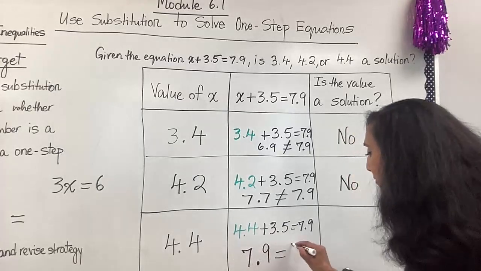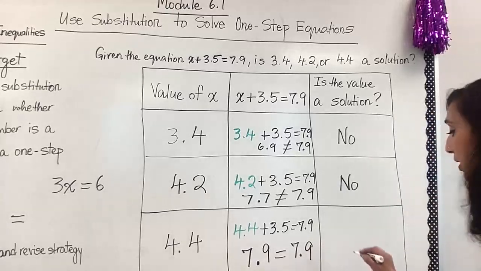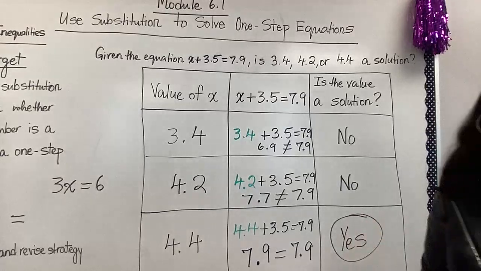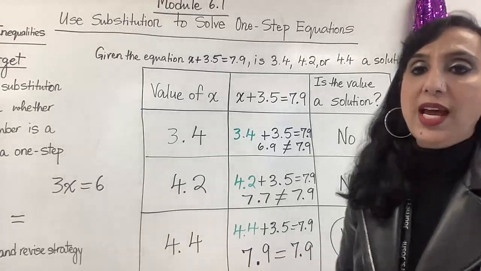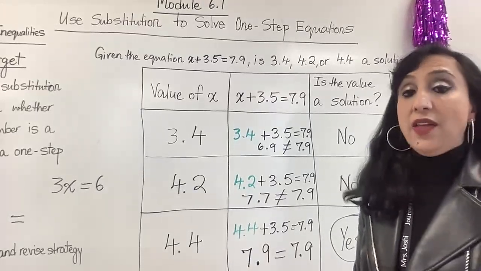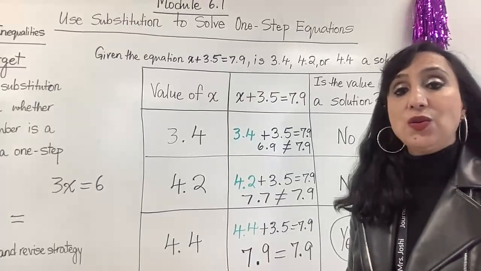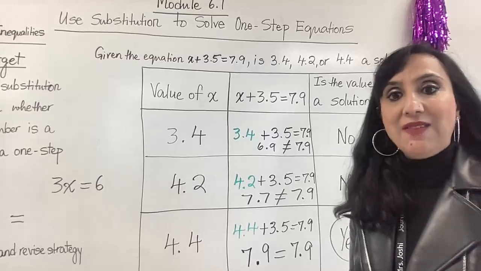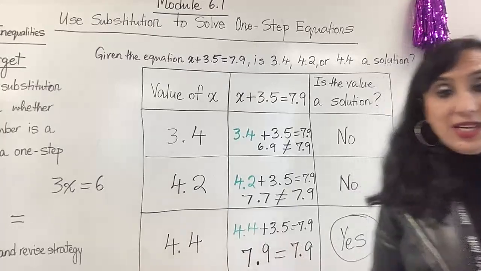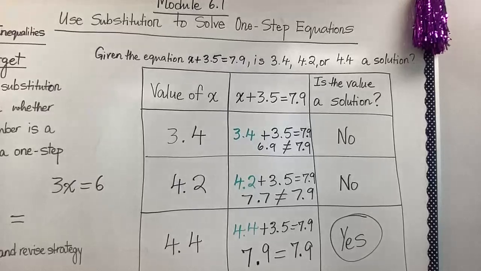And I have 7 and 9/10 is equal to 7 and 9/10. Yeah, absolutely. So this is a solution. This one is the correct one. So 4 and 4/10 when substituted for x, that is the correct solution, because when I add that to 3 and 5/10, I get 7 and 9/10, and 7 and 9/10 is equal to 7 and 9/10. So this makes the expression correct.